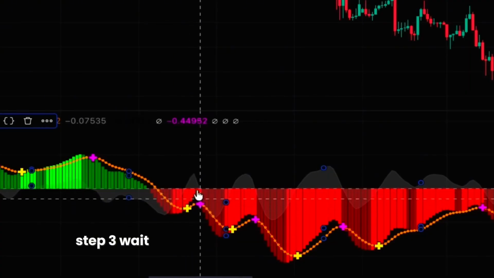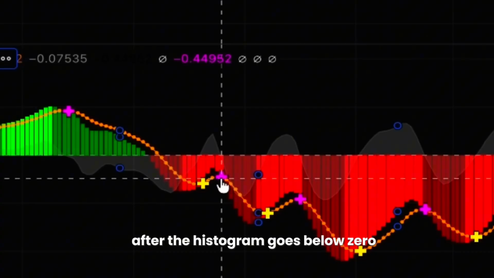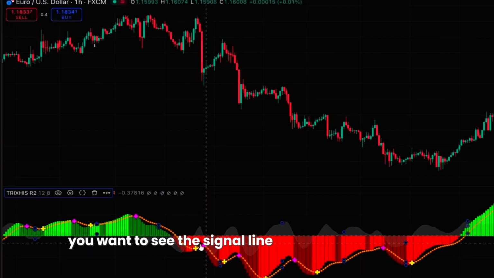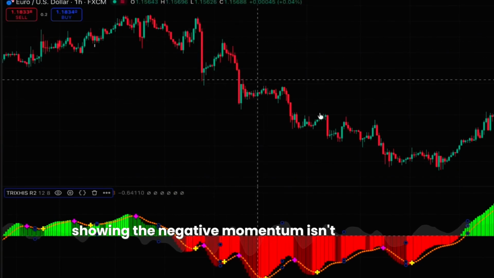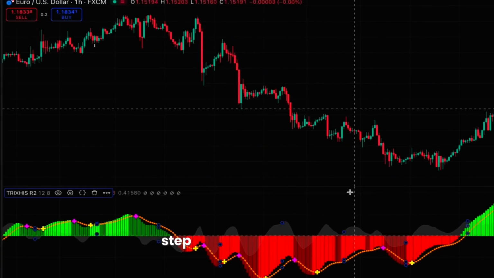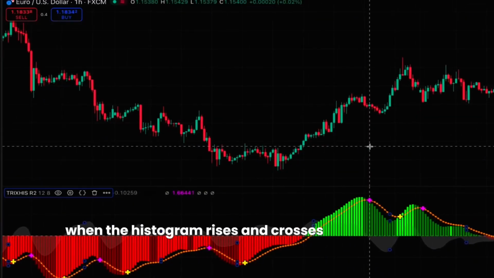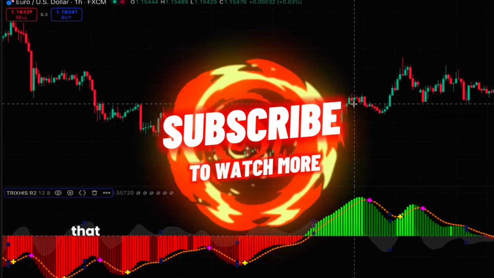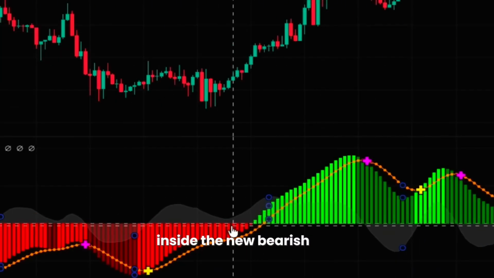Step 3. Wait for the signal line to confirm direction. After the histogram goes below zero, you want to see the signal line move below zero as well, showing the negative momentum isn't just a one-candle event. Step 4. Identify the pullback. When the histogram rises and crosses above the signal line, that often aligns with a pullback or a temporary relief move inside the new bearish move.